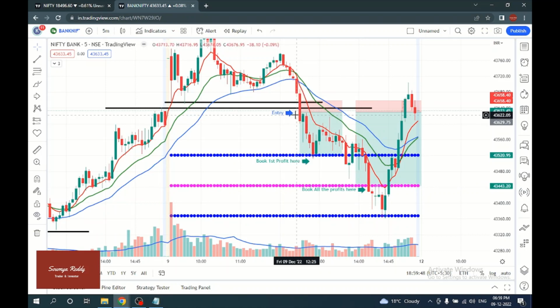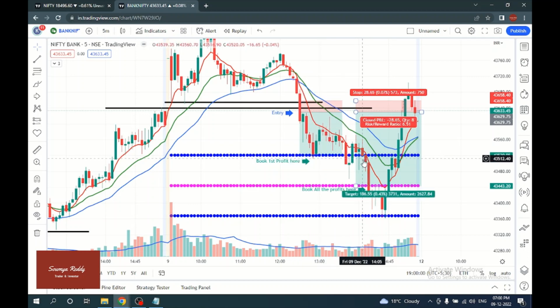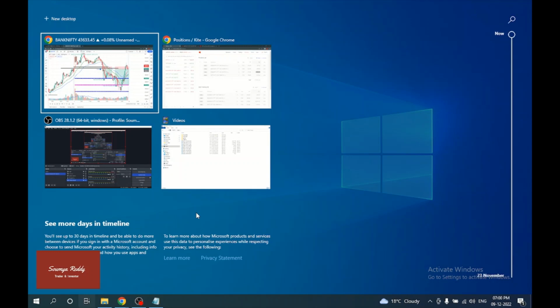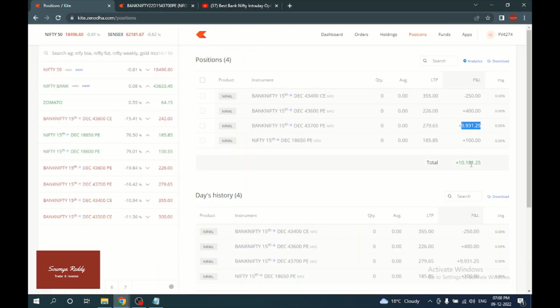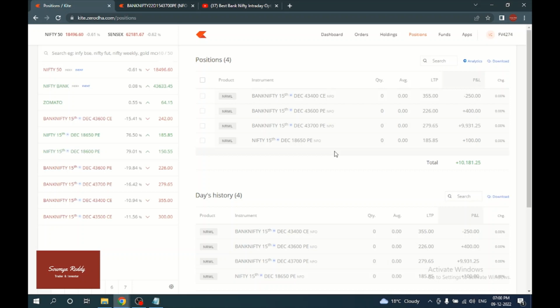I made an entry here, booked my first profit here. In fact, I booked 75% of my lots here and retained only 25%. I had to have a lot of patience to wait here and book another profit here. That is how I was able to make 10,000 rupees. And this is how I make every day. Every day I try to make 10,000 and 20,000 rupees.